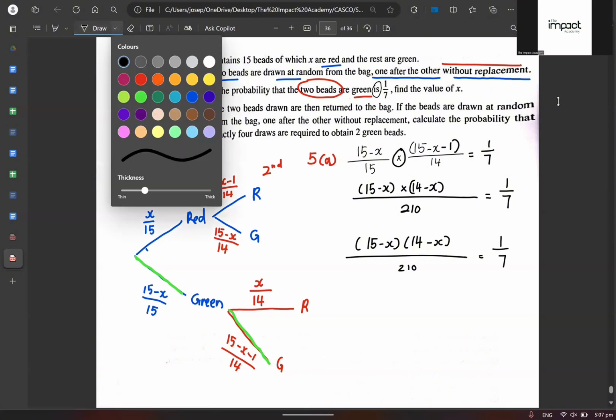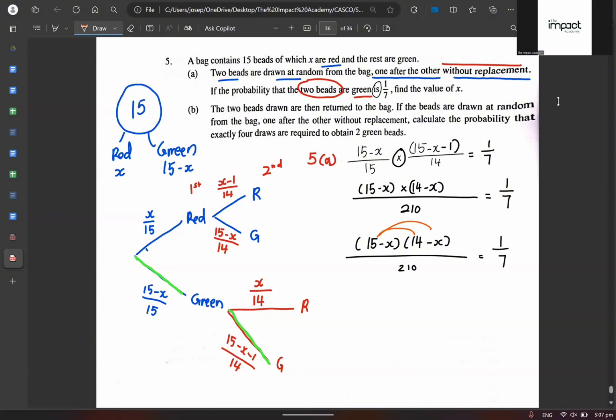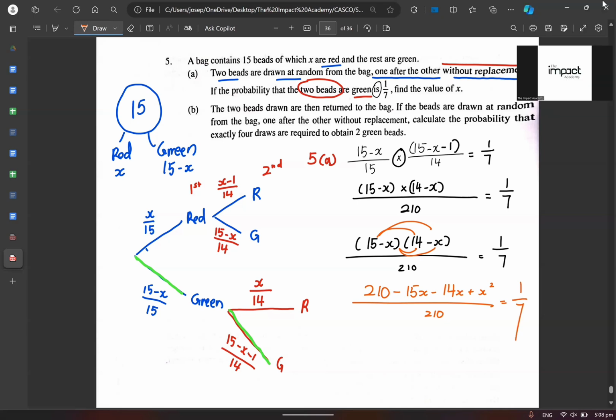What do you want to do? You want to expand this part, the rainbow method. Agree so far? Rainbow method, very good. So when we do 15 times 14, we get an answer of 210. Agree so far? Minus 15x minus 14x, positive x squared, over 210 equals 1 over 7. Is this something that you can understand?